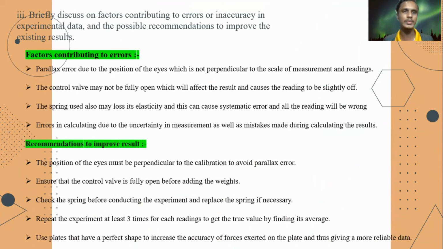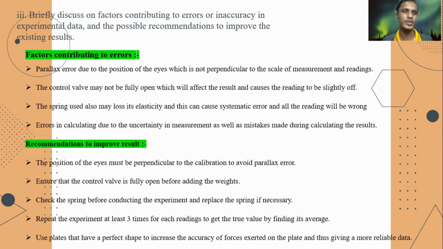Then, briefly discuss the factors contributing to error and inaccuracy in experimental data and the possible recommendations to improve the existing results. The factors contributing to errors: first, there is parallax error due to the position of the eyes not being perpendicular to the scale of measurement and the reading. The second factor could be that the control valve may not be fully open, which will affect the results and cause the reading to be slightly off. The third factor might be that the spring used may lose its elasticity, and this can cause systematic error and all the readings will be wrong.